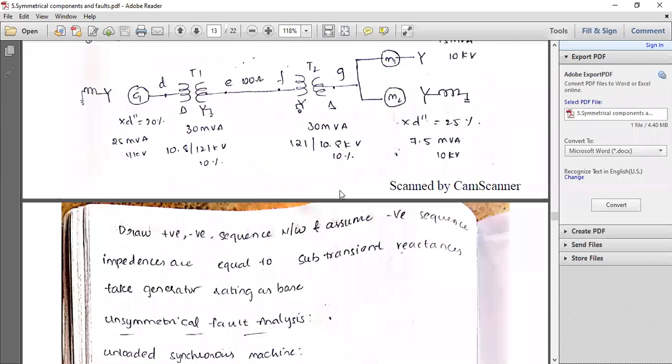First of all, you are asked to draw the positive sequence, negative sequence, and zero sequence networks. Assume that negative sequence impedances are equal to subtransient reactances and take the generator as the base voltage. This is a very important and very easy problem. The positive sequence network is exactly similar to the problems we solved in chapter 1.